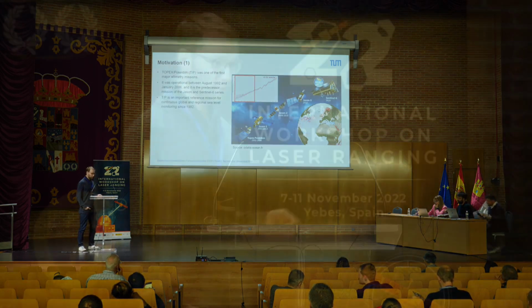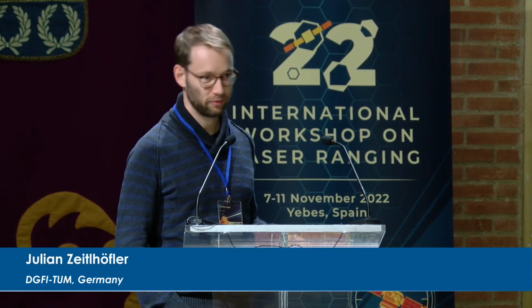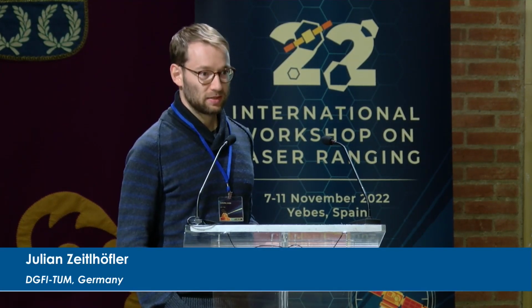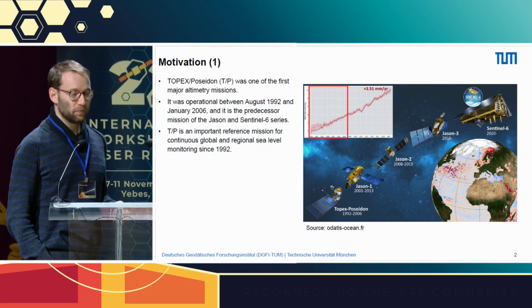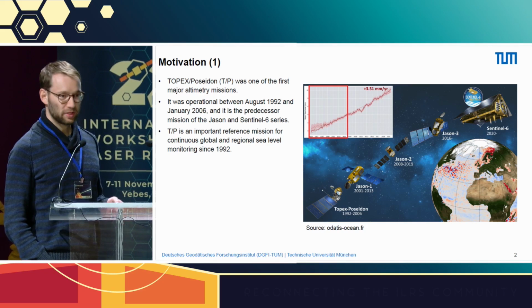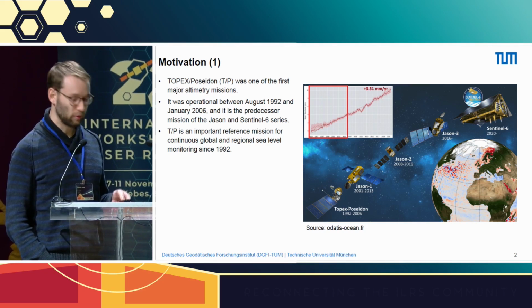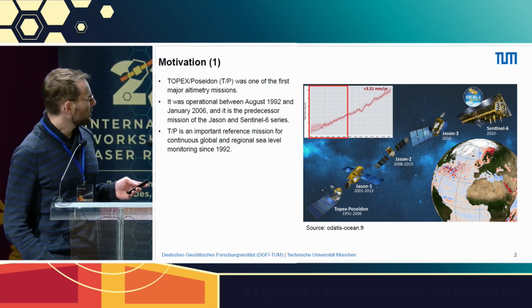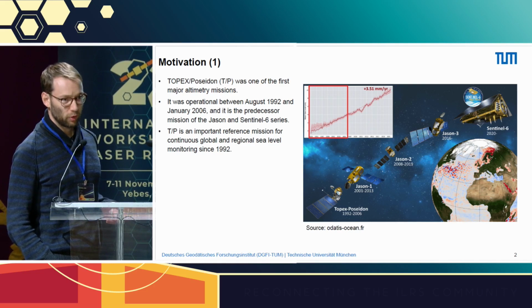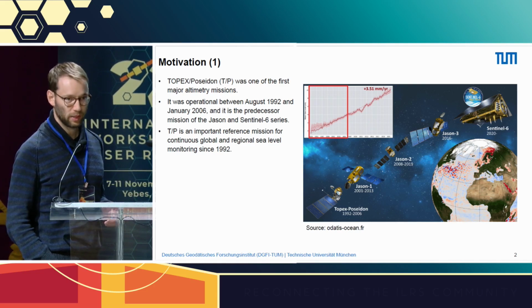To give you a little overview of the task I did, the TOPEX Poseidon mission was one of the first major altimetry missions. It was operational between 1992 and 2005, 2006. It is a so-called reference mission for the Jason satellites and for the Sentinel satellites right now, which are in orbit. Because of that, it's of great importance as calibration or as reference for the following missions. Here you can see it's almost half of the time span of Earth observations or sea level observations we have right now.